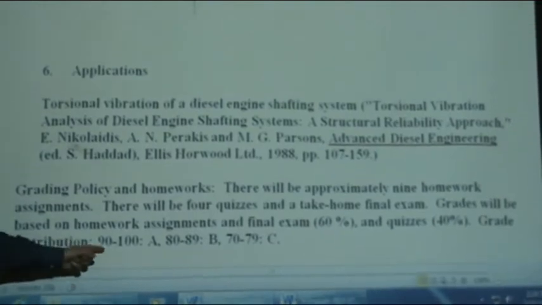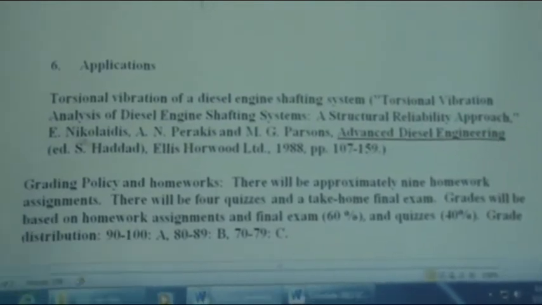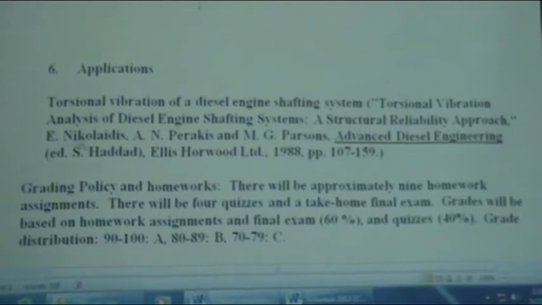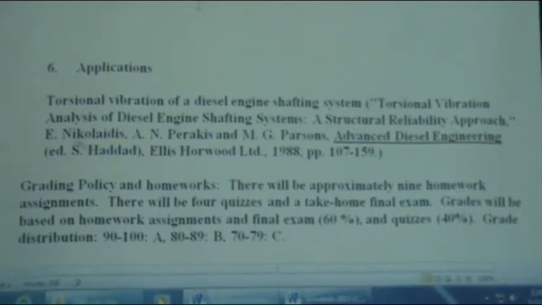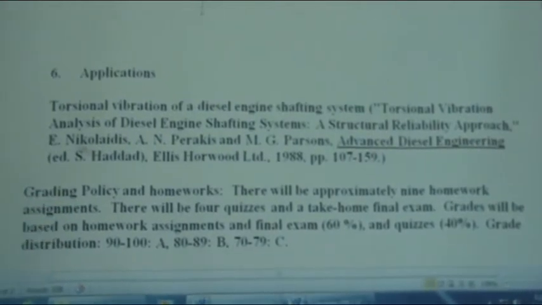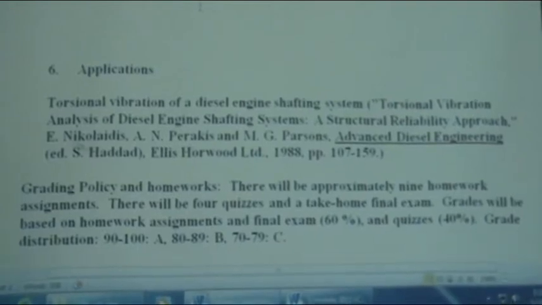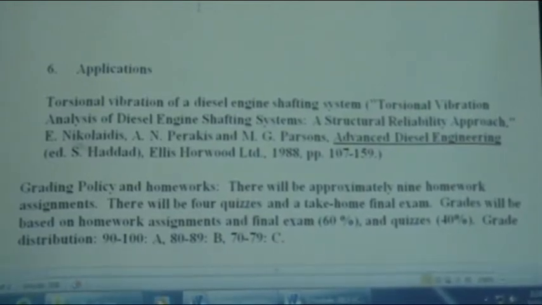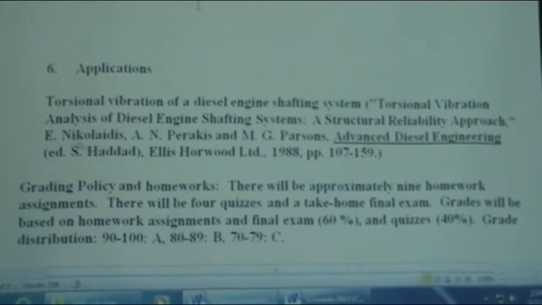So if your score is between 90 and 100, you get an A. If it is between 80 and 89, you get a B. Between 70 to 79 is C. And let's not discuss what will happen if you get below that. Okay?